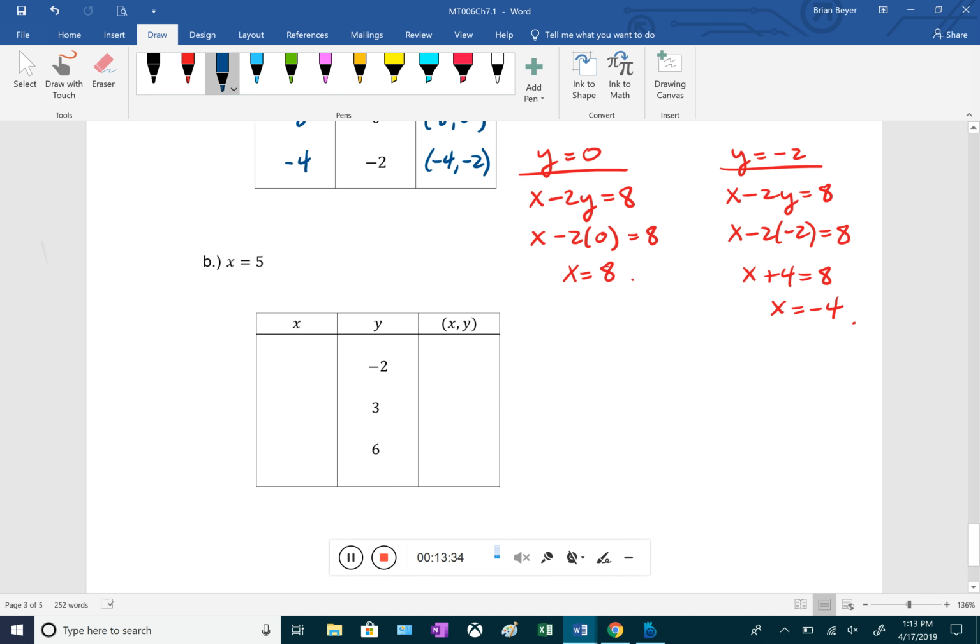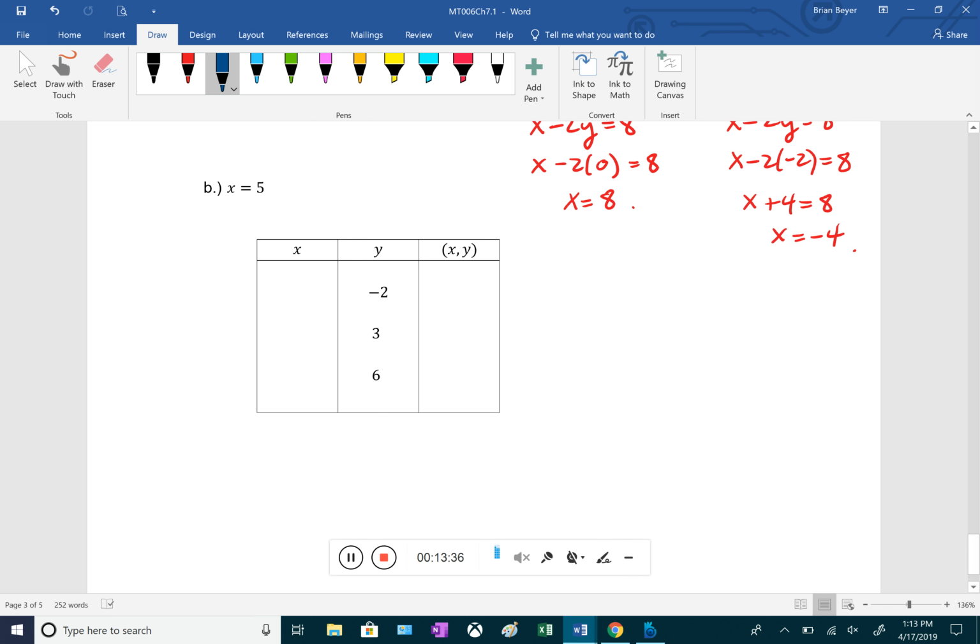Last one here, for x equals 5. So this one's a little bit different, right? We're given all these y values and we're trying to find their x coordinates so we can create their ordered pair. The equation is x equals 5. There is no y to plug into, so this is actually very easy. x is always equal to 5. So no matter what y is, x will always equal 5. So all of these are going to be 5. So these ordered pairs are 5, negative 2; 5, 3; and 5, 6.